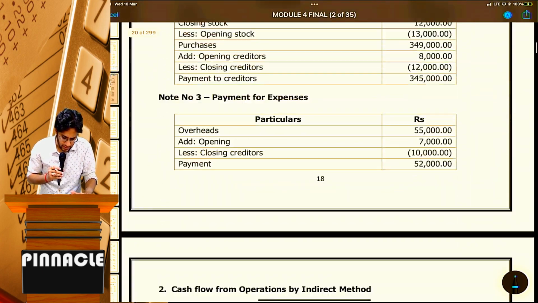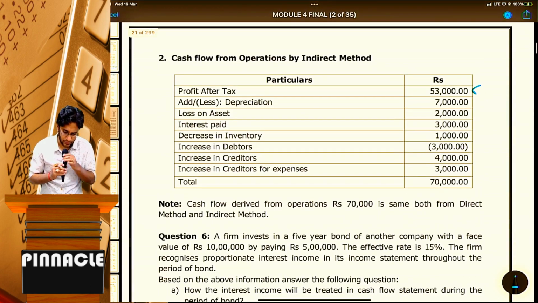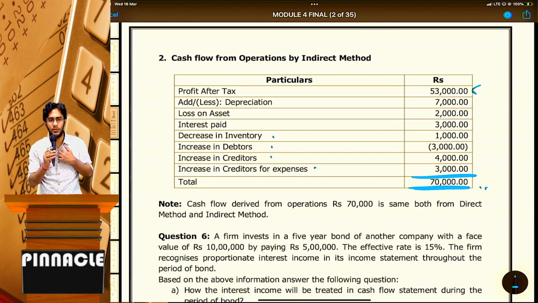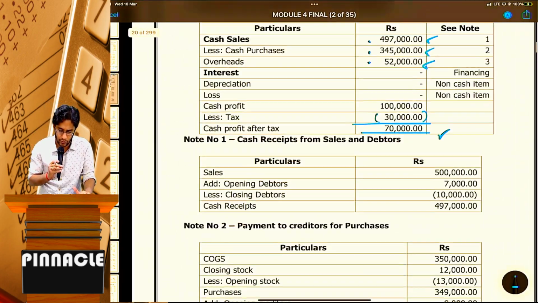If you check in your final answer, last point. PAT, depreciation, loss on asset, all this he added back. Working capital adjustments, 4 items are there. A 4K working capital adjustment he did. Finally, he got an answer of 70,000. The answer obviously should be the same, sir. If it is not the same, then you have messed up somewhere. So you have to go and check.